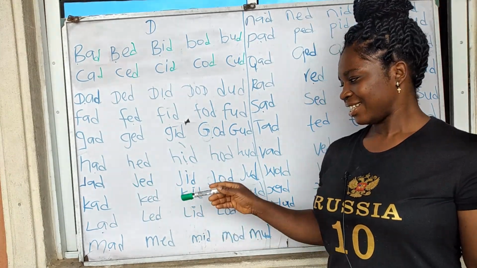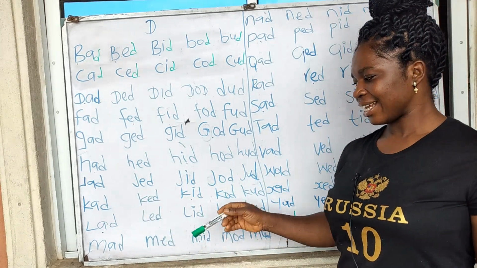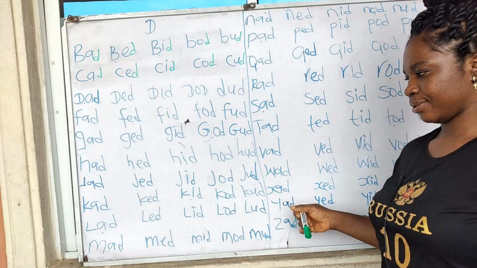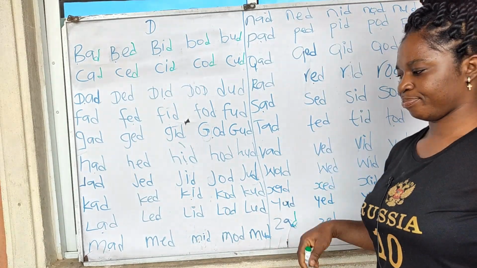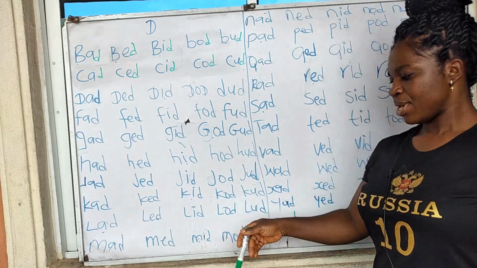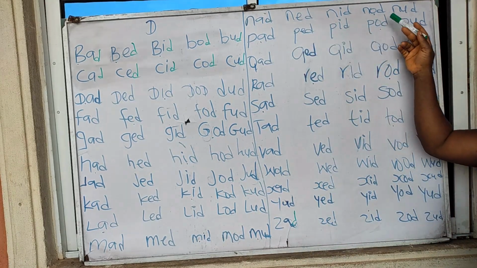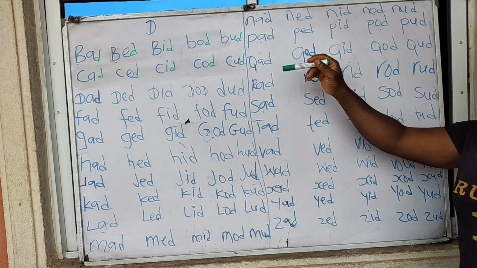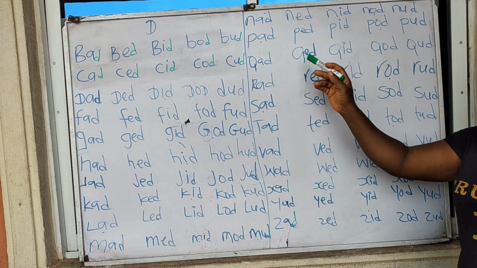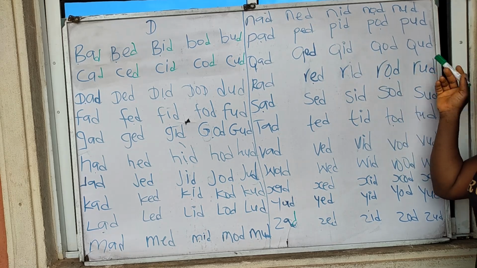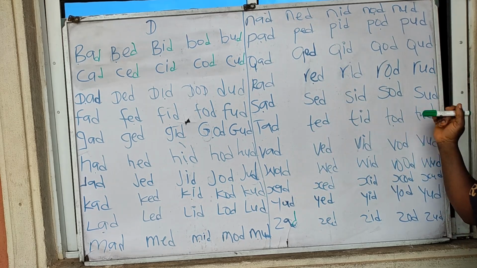Jad, jed, jid, jod, jude. Cad, ked, kid, code, could. Lad, led, lead, load, lood. Mad, med, mid, mod, mood. Nad, ned, need, node, nude. Pad, ped, pid, pod, pud. Quad, qued, quid, quod, quod. Rad, red, read, road, rood.